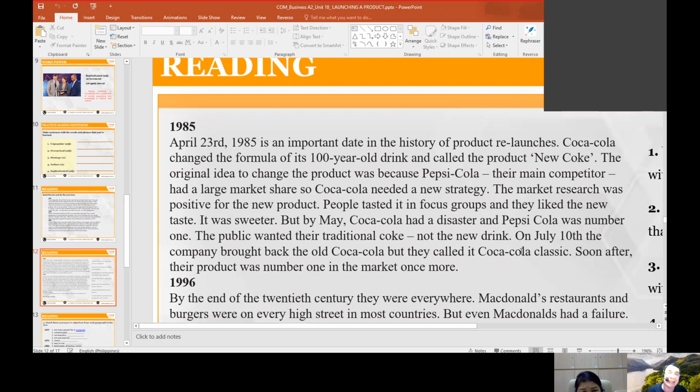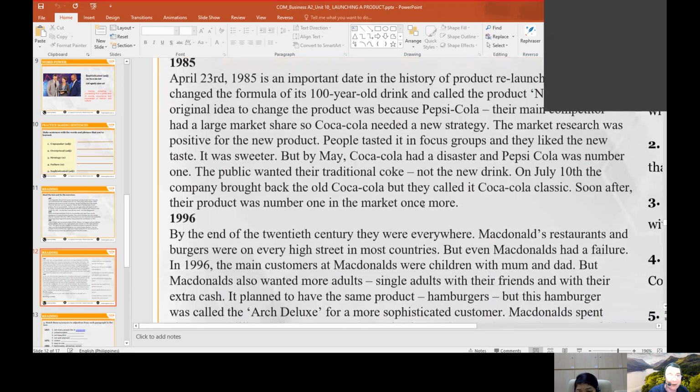It's worldwide, not only here in the Philippines, but the whole world, right? Coca-Cola is a well-known drink. They also suffered; they became unsuccessful during that time, and then after they made some improvements, they became number one in the market once more.